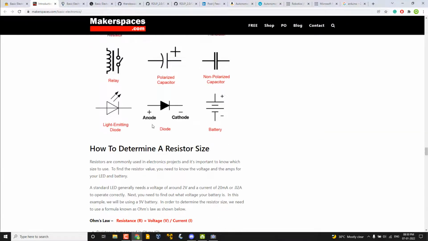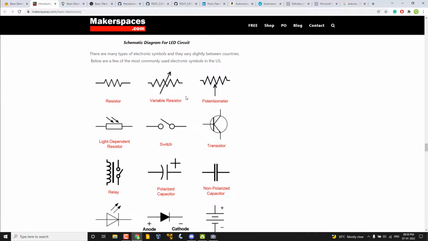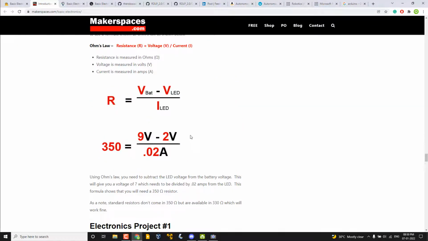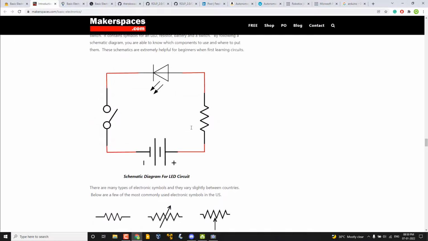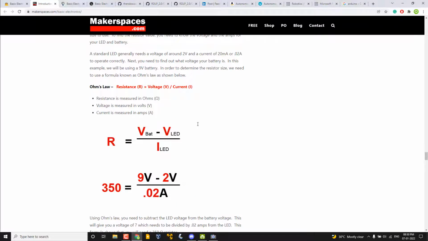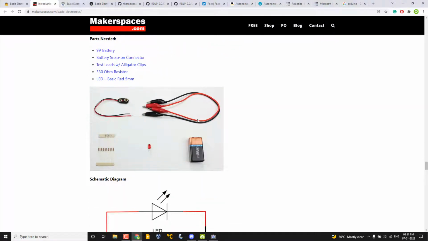These are the icons of each component: resistor, variable resistors, transistors, capacitors, diodes, and all. When you see a schematic of the robot, you should be able to identify what the components are. At least you should have an idea. I'm not going to Ohm's law now, but you can see a simple circuit here.